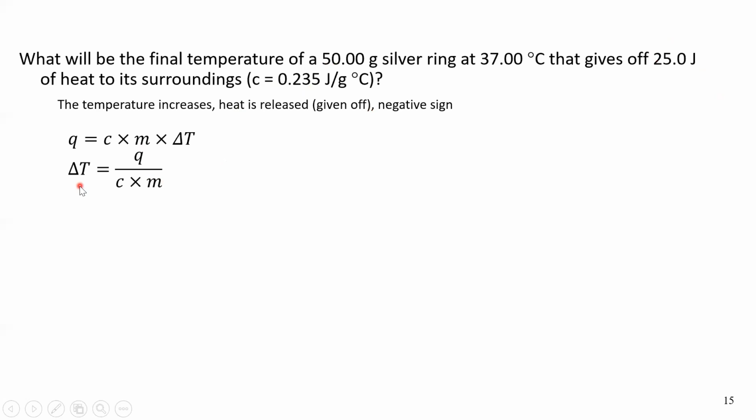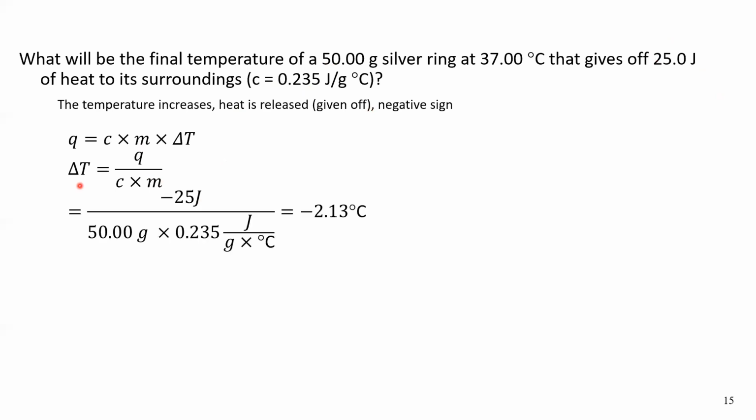Calculate first just the temperature change. I went too fast. I was going to say just the temperature change, not the final temperature, but we got the final temperature in there, so that's okay. So we're going to plug in negative 25 joules. This should say temperature decreases, not temperature increases. Our mass is 50.00 grams. The specific heat is 0.235 joules per gram degree Celsius. Notice that grams cancels out and joules cancels out, and we're left with 1 over degrees Celsius. That's where the degree Celsius comes from. So the temperature change is 2.13 degrees Celsius.